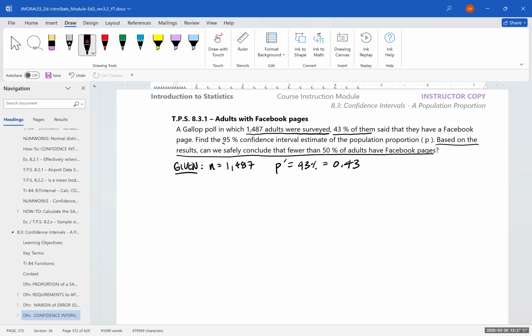Find the 95% confidence interval. Okay, that tells us we've got a confidence level of 0.95, which means a significance level of 0.05. And because we're dealing with confidence intervals and we need to take the significance level and break it over two tails, we need to divide the significance level by 2 until we get 0.025.